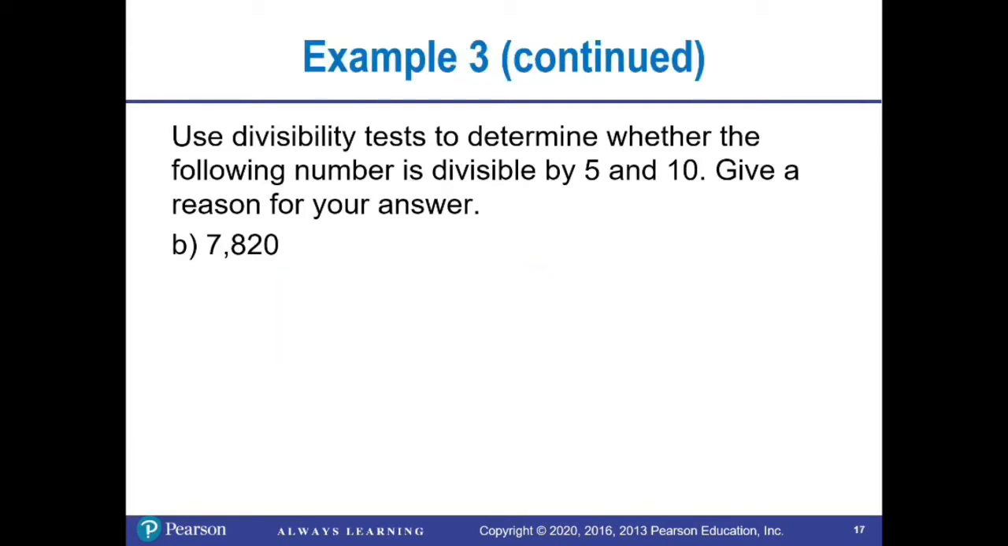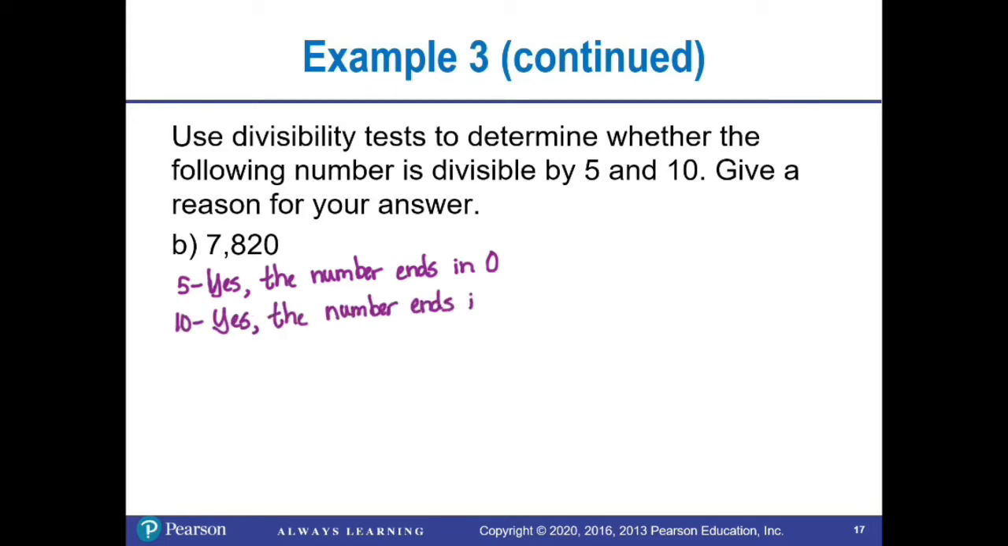Let's look at 7,820. First, I want to decide if this number is divisible by 5. Well, the answer is yes, because the number ends in 0. Then I think about 10. I look at that units digit, the last digit. Is it a 0? Yes, and so this number is divisible by 10 because it ends in 0.